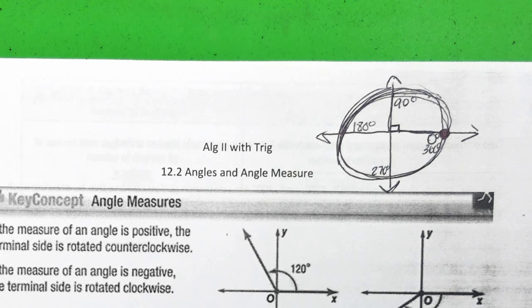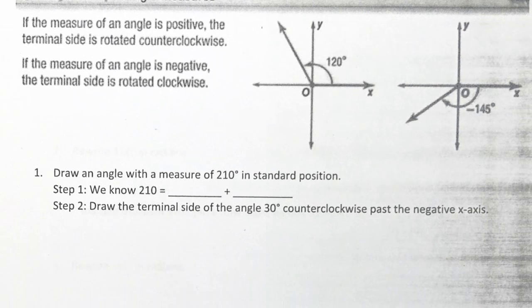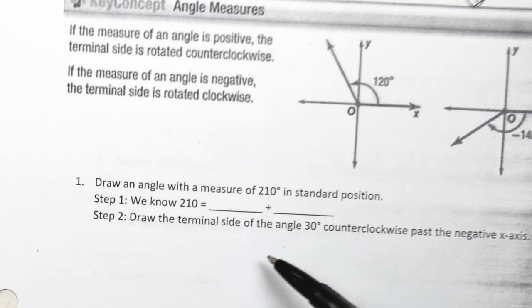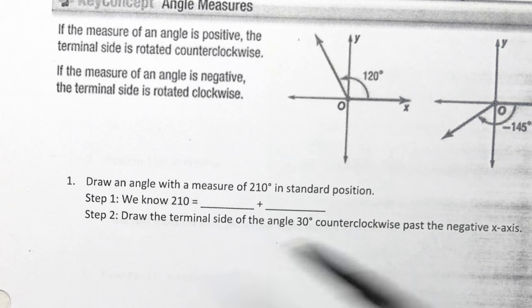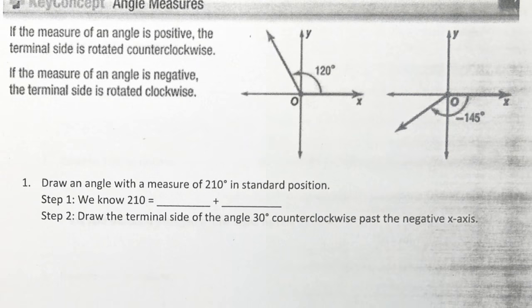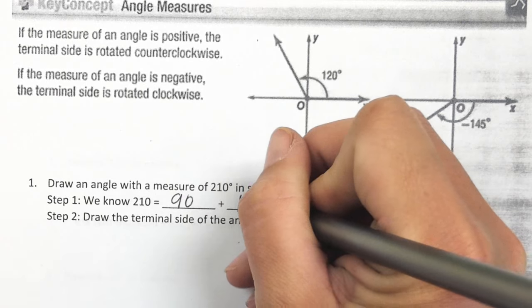Alright, so the first one, it says draw an angle with a measure of 210 in standard position. And if you can break it up, using what we just learned, like breaking 210 up into two separate angles, you can do it that way. So we know these angle measures, right? 90, 180, 270, and 0. Let's take 90 from 210. What would we get? 210 minus 90. What'd you get? 120. So 90 and 120 would give us 210.